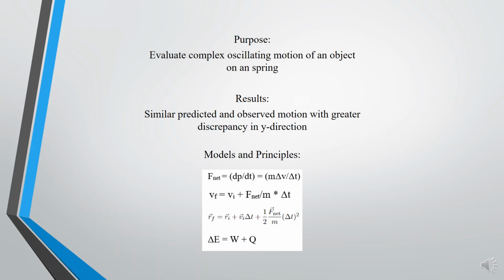The purpose of this lab was to compare the observed and predicted motion of a mass moving on an oscillating spring and evaluate that motion using the law of conservation of energy. The main results are shown here.